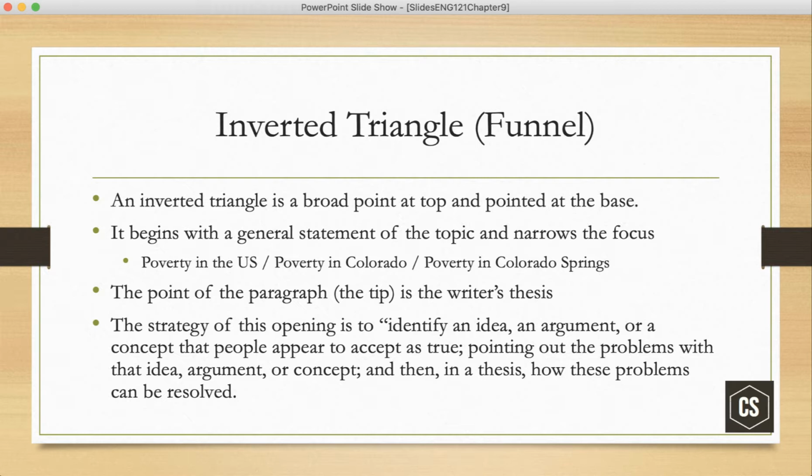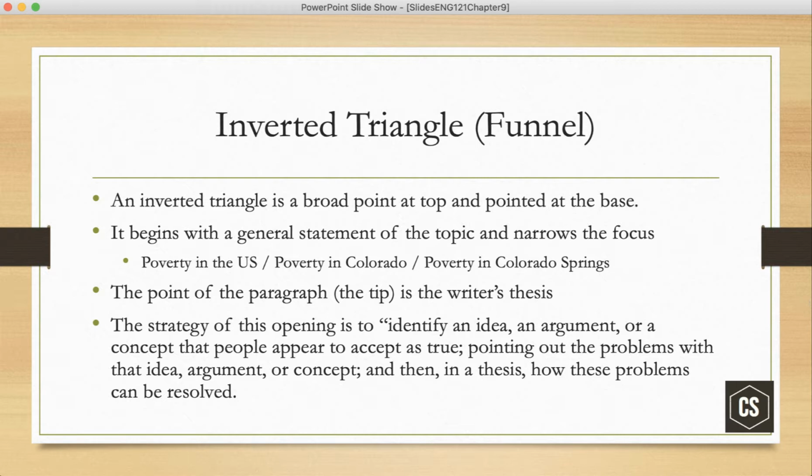poverty in the United States, narrow it down to poverty in Colorado, and then further narrow it at the tip of the funnel to poverty in Colorado Springs. And then at the very tip of the paragraph, the very end of the paragraph, is the writer's thesis. So that funnel leads your reader into your point or your thesis, the idea that you're going to get across in your essay.